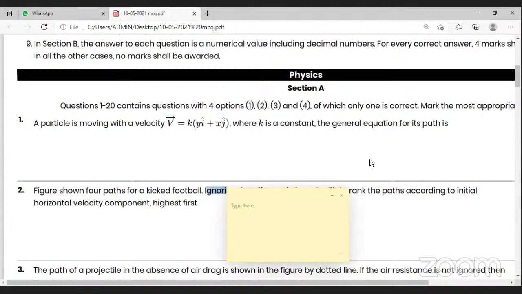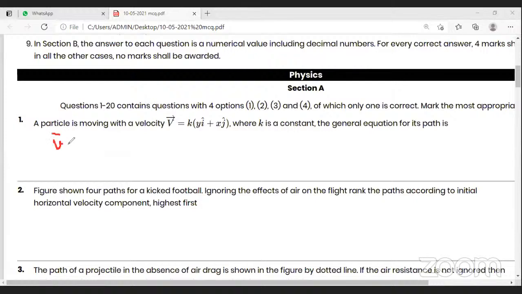See the first question here. A particle is moving with velocity v bar equal to k into y i cap plus x j cap. Some equation was given for velocity here. I will write the equation: v bar equal to k into (y i cap plus x j cap), where k is a constant.